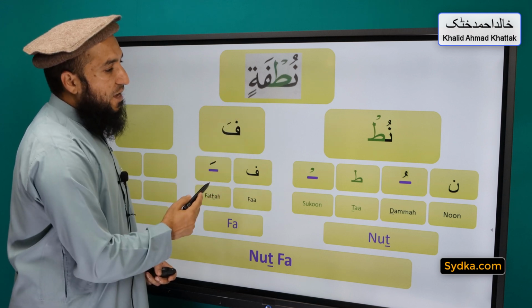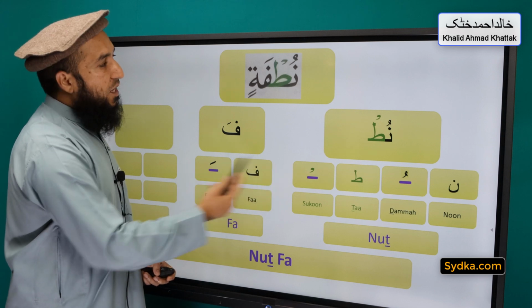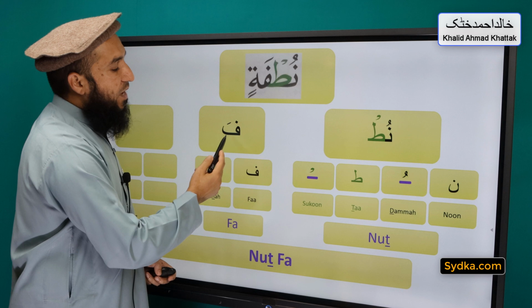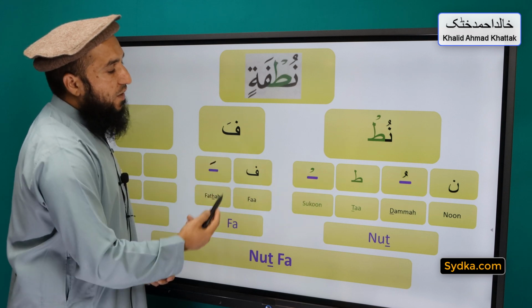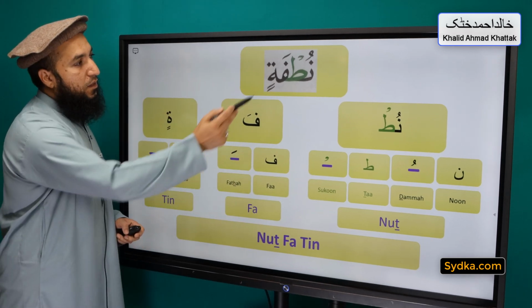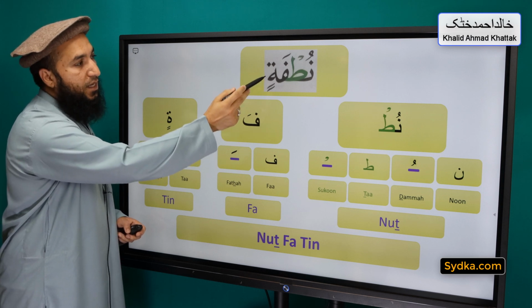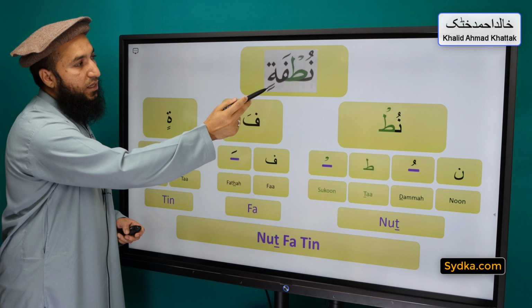Combining both syllables together, we have nutfa. The next syllable we have is ta kasratain thin. Ta is a light letter, it has kasratain underneath.